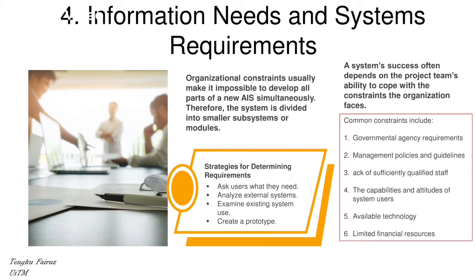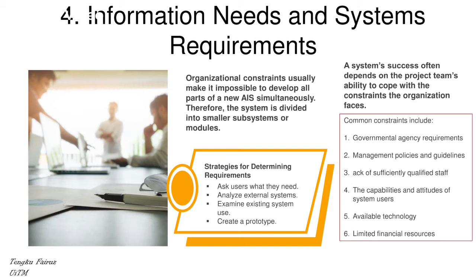Okay, so they have four strategies to determine these requirements. The first one, they need to ask the users what they need. They can conduct interviews or do a survey, like we discussed under system survey just now. And then analyze the external system. They can compare or analyze the systems that are already in the market, or implemented in other organizations.